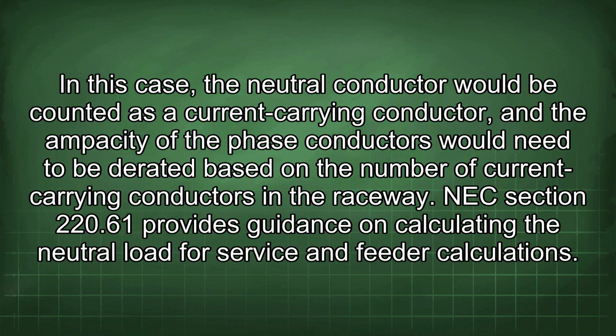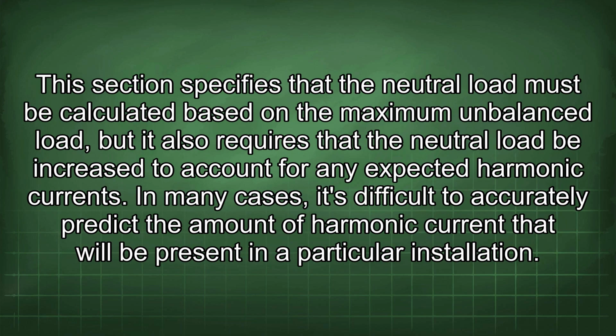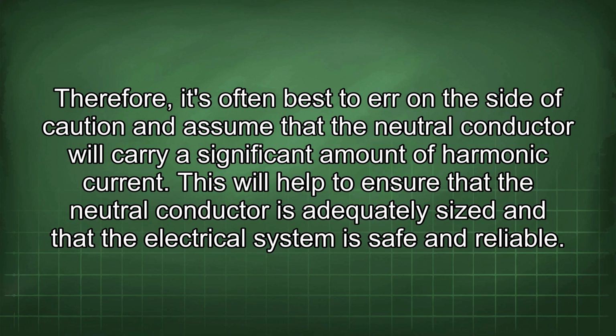NEC Section 220.61 provides guidance on calculating the neutral load for service and feeder calculations. This section specifies that the neutral load must be calculated based on the maximum unbalanced load, but it also requires that the neutral load be increased to account for any expected harmonic current. In many cases, it's difficult to accurately predict the amount of harmonic current that will be present in a particular installation. Therefore, it's often best to err on the side of caution and assume that the neutral conductor will carry a significant amount of harmonic current. This will help to ensure that the neutral conductor is adequately sized and that the electrical system is safe and reliable.